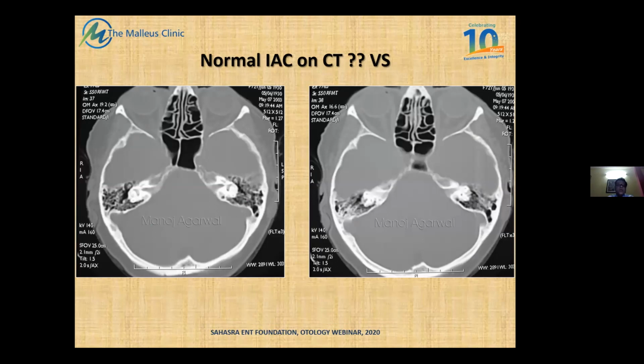I want the participants to put in their answers in the chat. Is this internal auditory canal normal? Please put in your answers in the chat if you can, whether you consider these internal auditory canals normal or not.